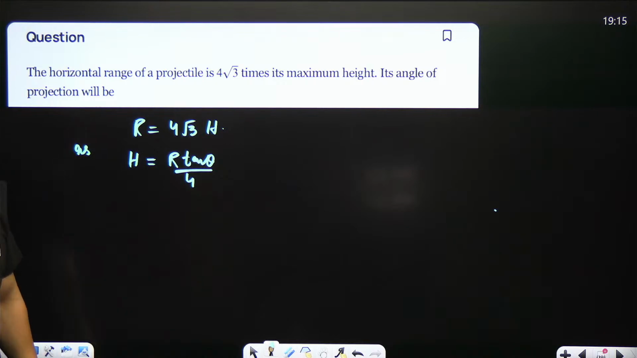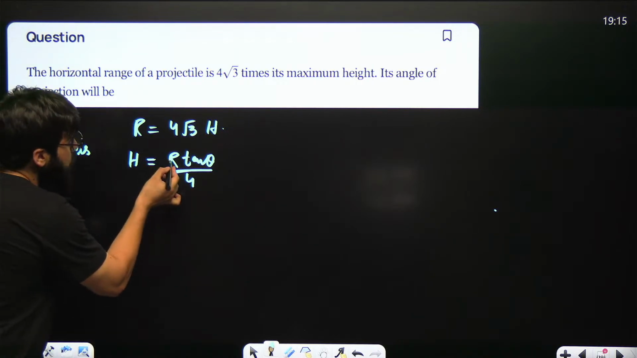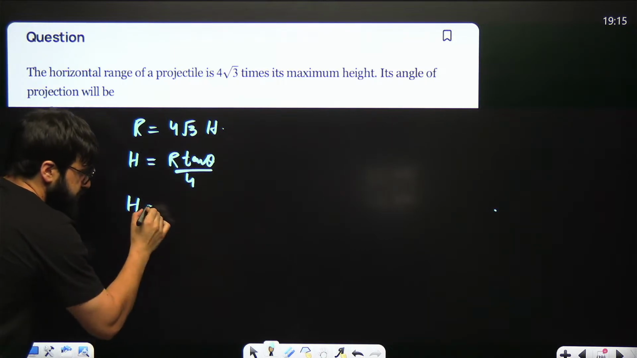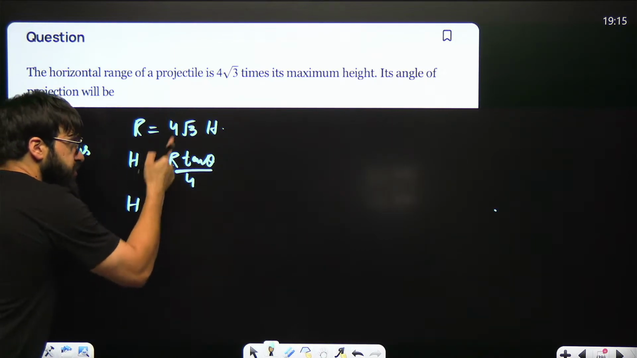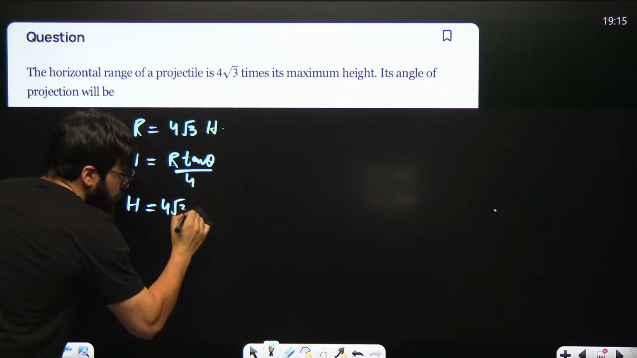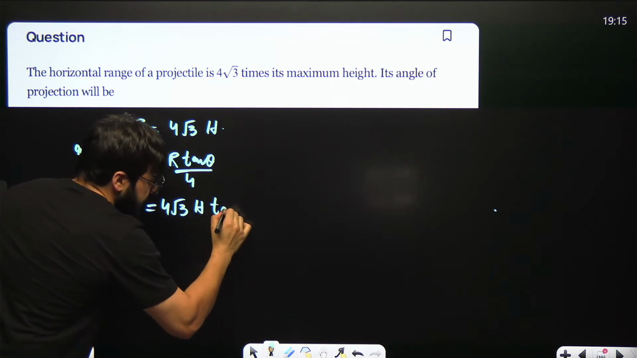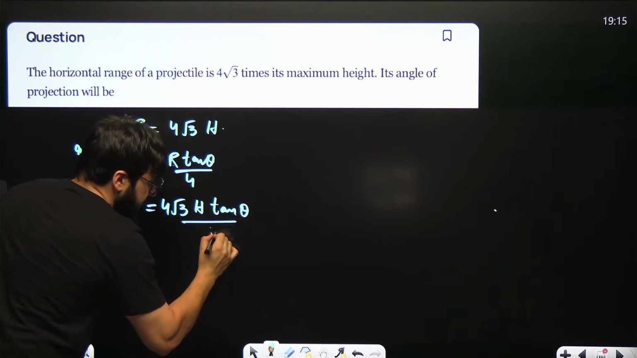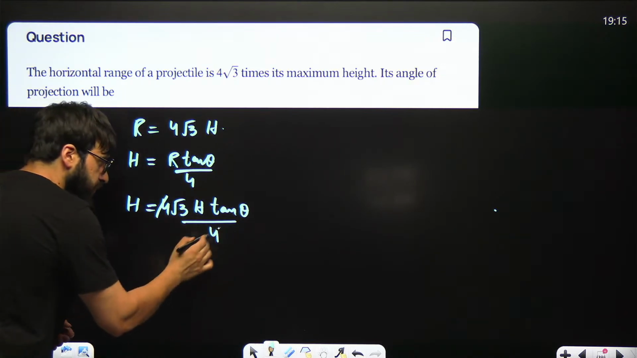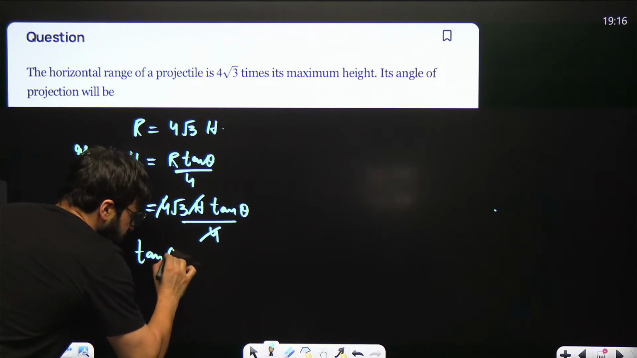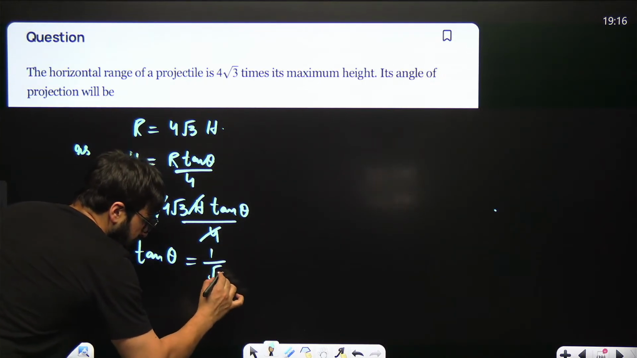Yes, sir. Now guys, tell me one thing. Instead of this range, I can put, so h is equal to, instead of this r, I'll put 4 root 3 into h, and then I'll write tan of theta divided by 4. Now this 4 and this 4 cancel, h and h will cancel. So tan of theta will come out to be 1 by root 3.